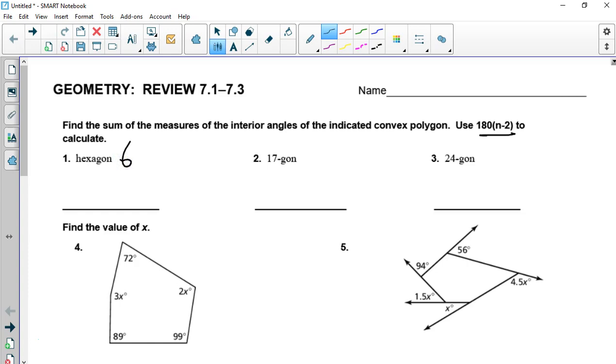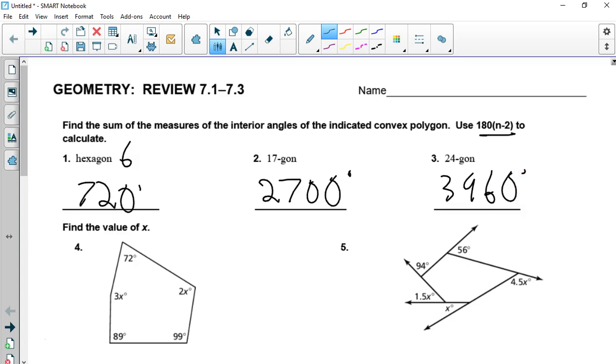Okay, pentagon is 5, hexagon is 6. So 6 minus 2 is 4, and 4 times 180 is 720 degrees. 17. Well, there's your number right there. So you're going to subtract 2, and you get 15 times 180 is 2,700 degrees. 24. Subtract 2, you get 22 times 180, that's 3,960 degrees. That's it.